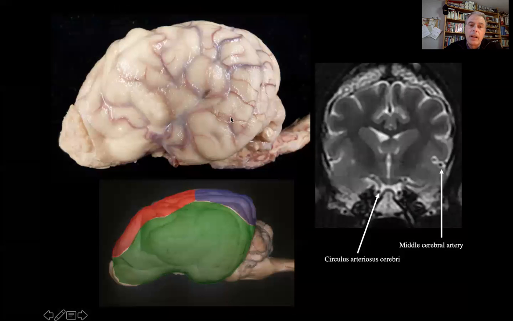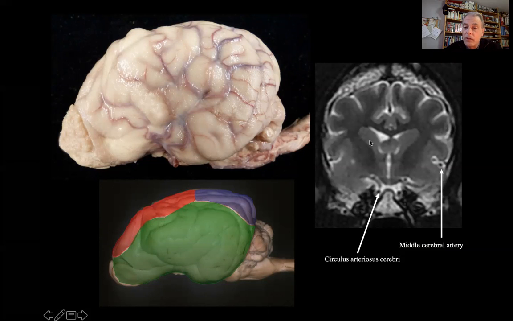So this is a lateral view of the encephalon of a dog, and you see the middle cerebral artery ramifying on the lateral aspect, most of the lateral aspect of the cerebrum. You see, everything here should be vascularized by the middle cerebral artery.